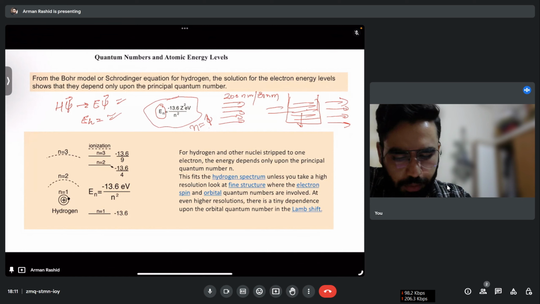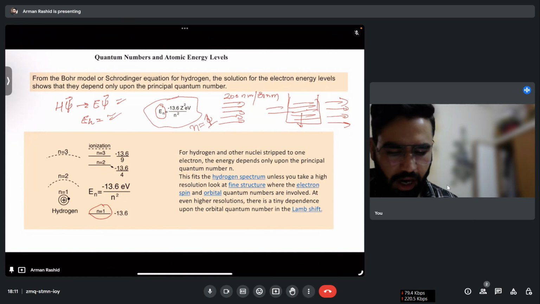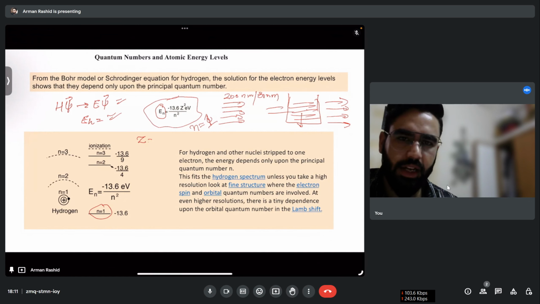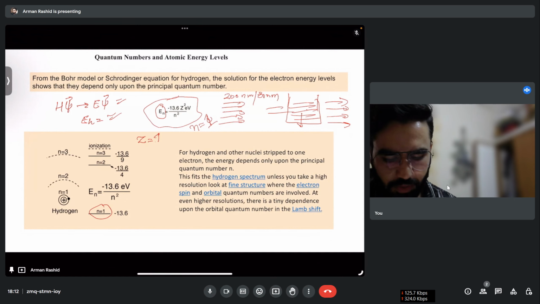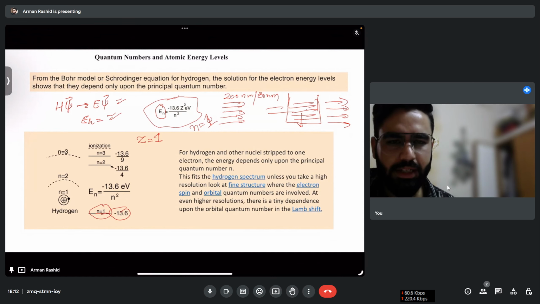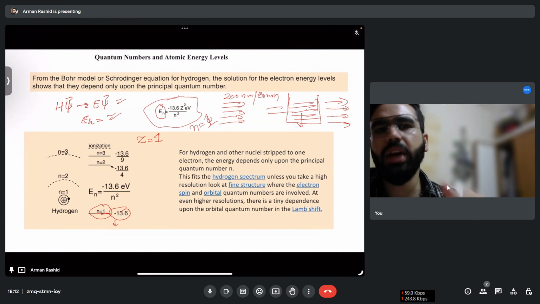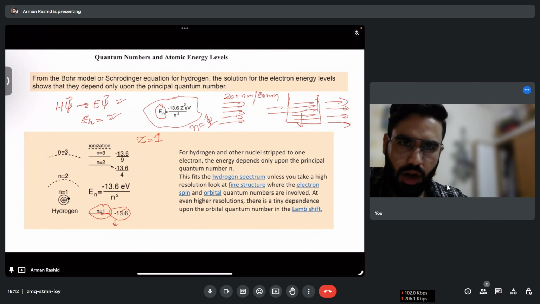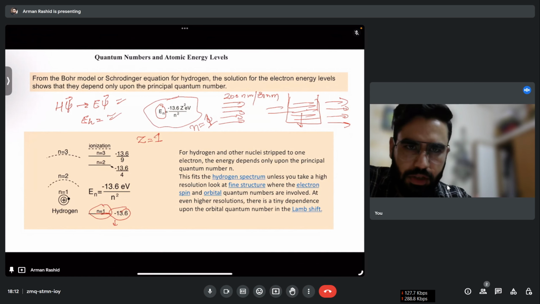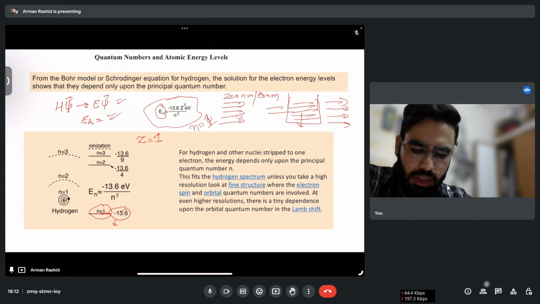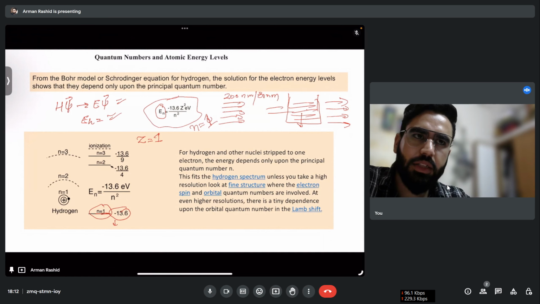If we change the value of n, for example we put n equal to 1, that is shown here, and for a hydrogen atom we'll see where the energy levels are, and Z is equal to 1 for a hydrogen atom. So what value do we get? Minus 13.6. That means the first level is at minus 13.6. The negative sign indicates that you have to give energy in order to take an electron out. This process is called ionization. You might have heard about a theorem called Koopmans' theorem.